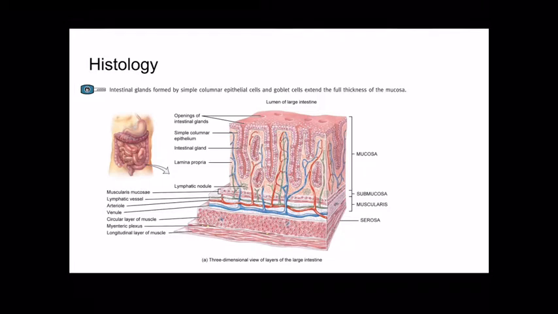With the muscularis, same as pretty much the rest of the GI tract. The only difference is the taenia coli, which we have here, which contract to help form the haustra of the large intestine. And then the serosa that's associated with the large intestine is called the mesocolon, and it attaches the large intestine to the posterior abdominal wall.